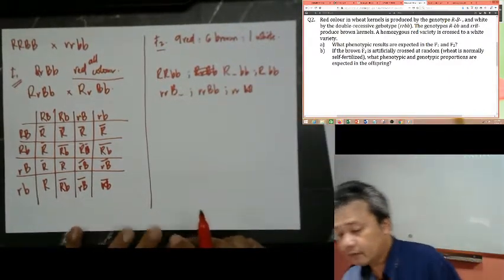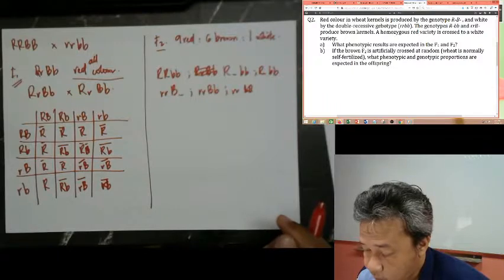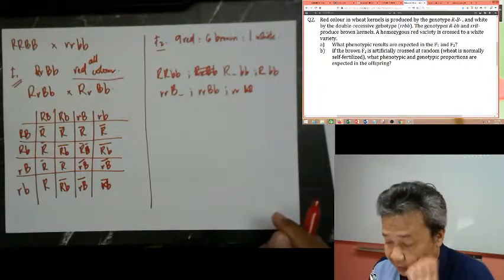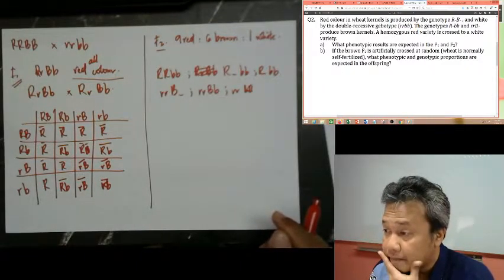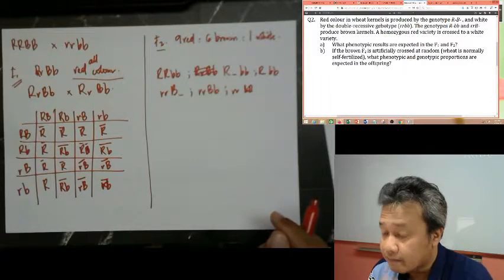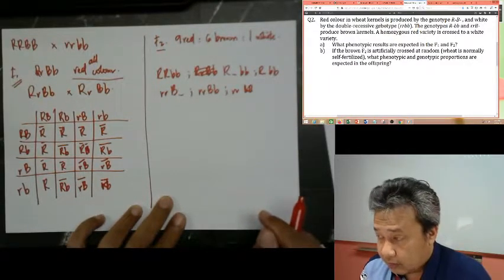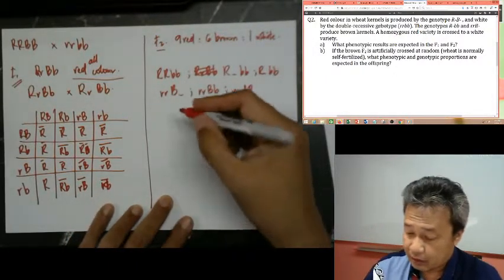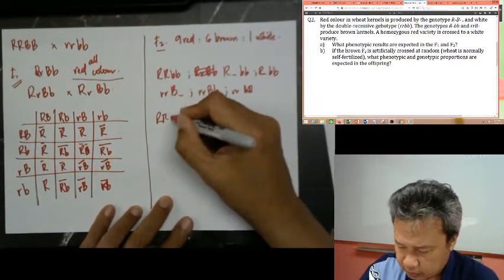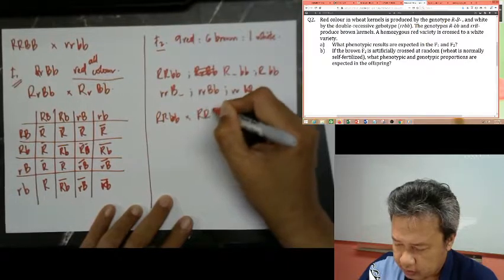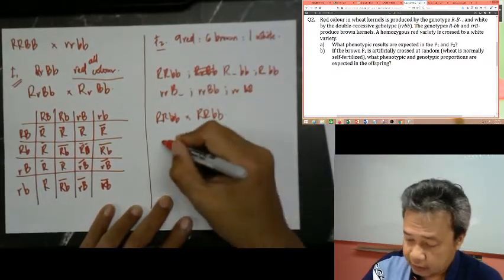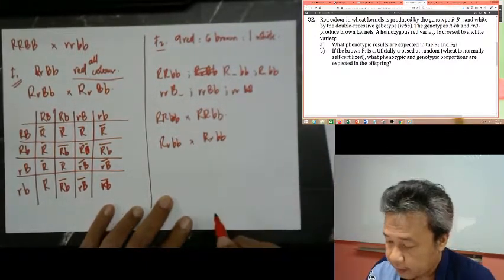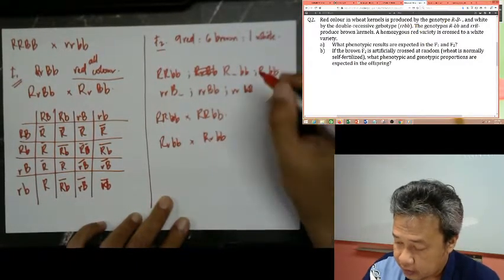Okay. Now, if you were to cross this, self-fertilizing, if it says that wheat is normally self-fertilizing, so that means you will have big R cross with big R, small b cross with big R, small b, and then you'll have big R, big B cross with big R, small b. You'll have that one is the same, right?